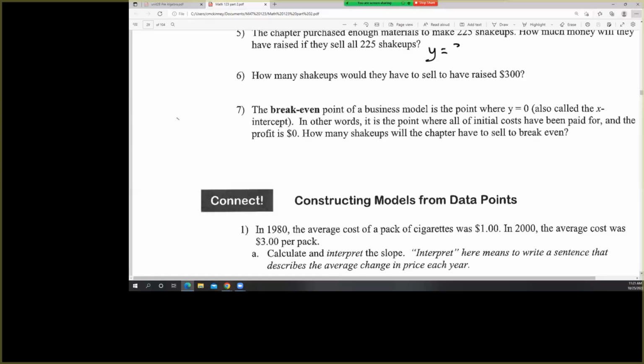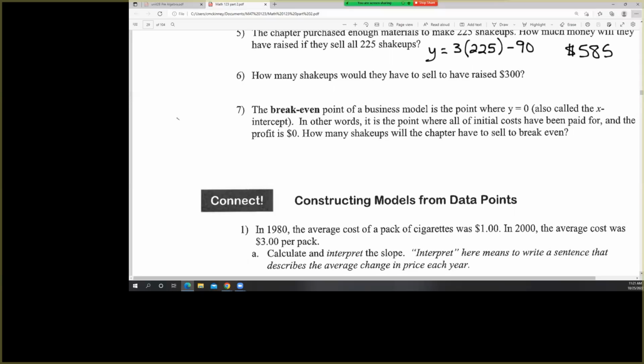585. Good. So the 225 would become our X. We would multiply it by 3 and take away the 90, leaving them with 585. How many would they have to sell to raise $300, to have $300 profit? How many? 130. 130, yes.